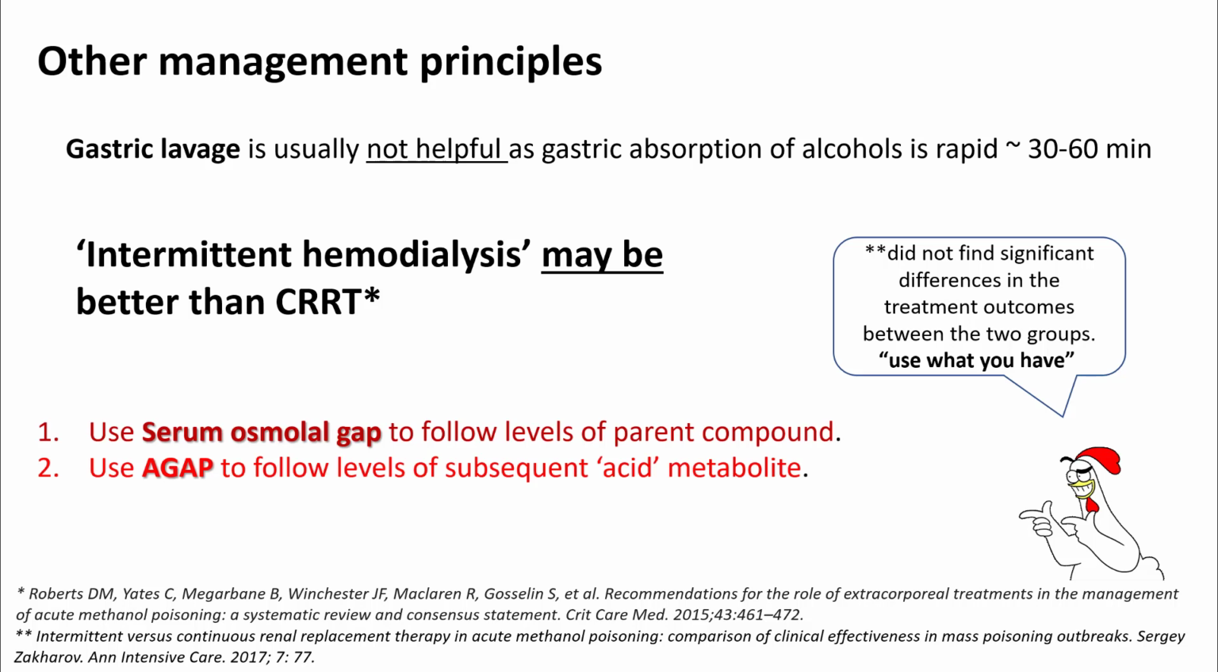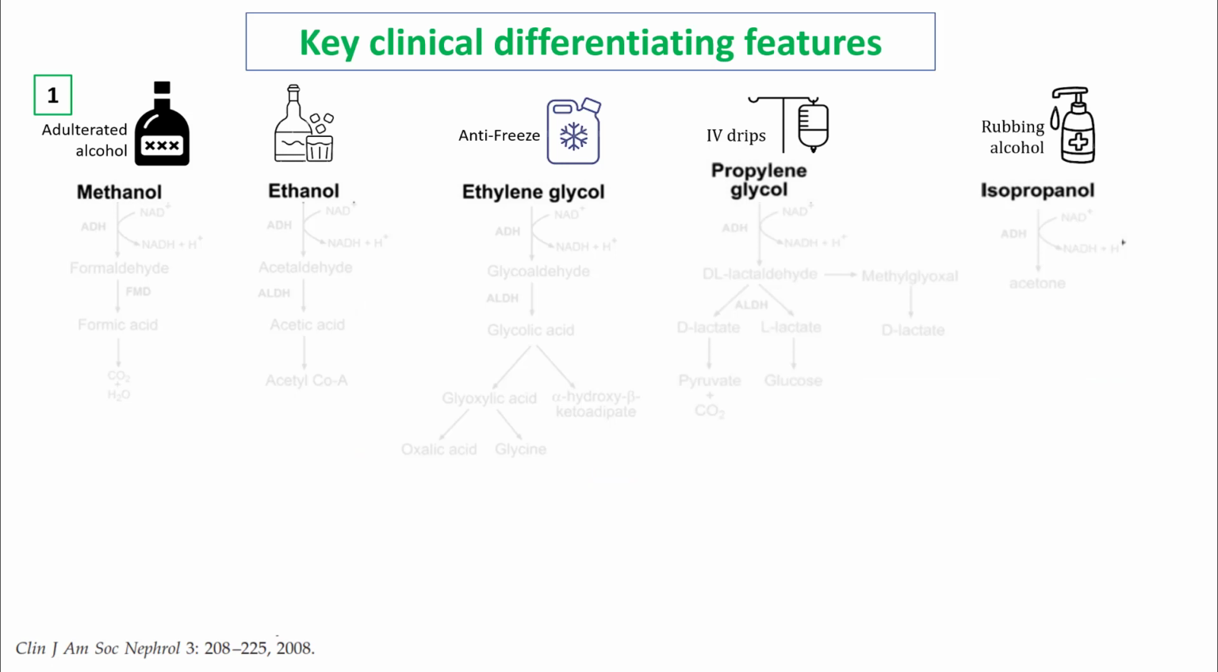Use serum osmolar gap to follow the levels of parent compound, and use anion gap to follow level of subsequent acid metabolites. The key clinical differentiating feature between the 5 common alcohol ingestions is the type of ingestion. Methanol is seen in adulterated alcohol, ethylene glycol in antifreeze, propylene glycol in IV drips, and isopropanol in rubbing alcohol.